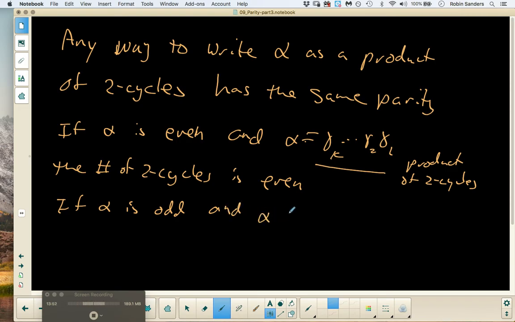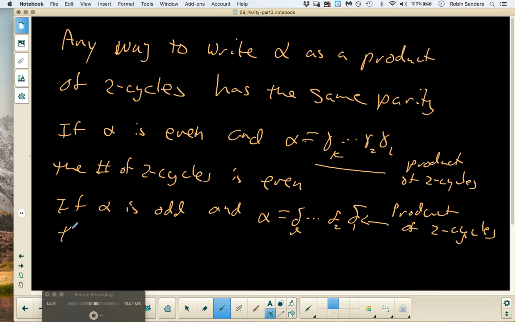And likewise, if alpha is odd, and we write alpha is equal to, say, delta 1, delta 2, down to delta L, and this is a product of two cycles, then what I know is that the number of two cycles is odd. And this particular result is usually referred to as the parity theorem.